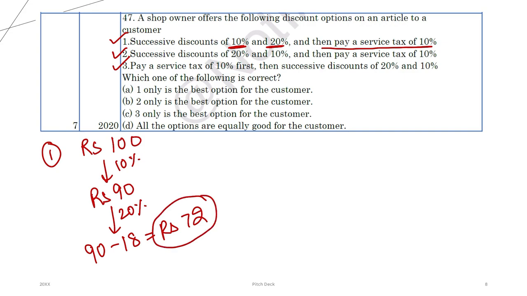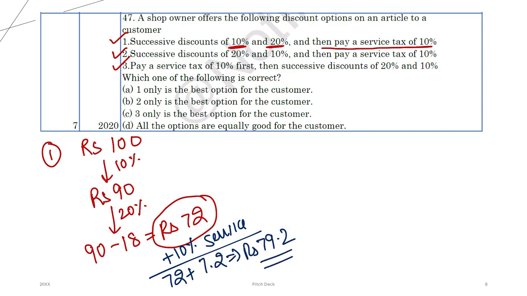But there is another catch. There is 10% service tax also. So 10% service tax is added. So 72 plus 10%, 7.2. This is 79.2. So in the first case, you are getting it for 79.2. I hope you are able to understand what GST or service tax is. This is just a tax on the final price.